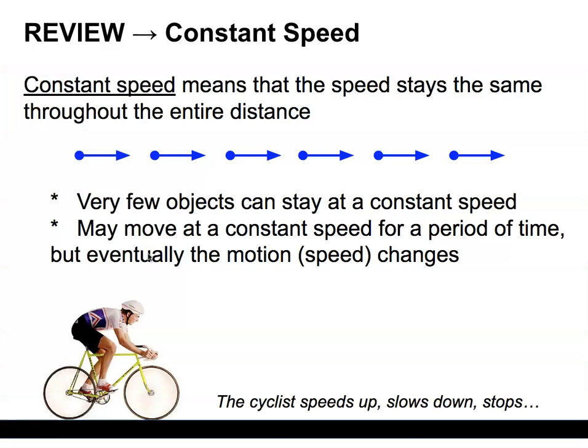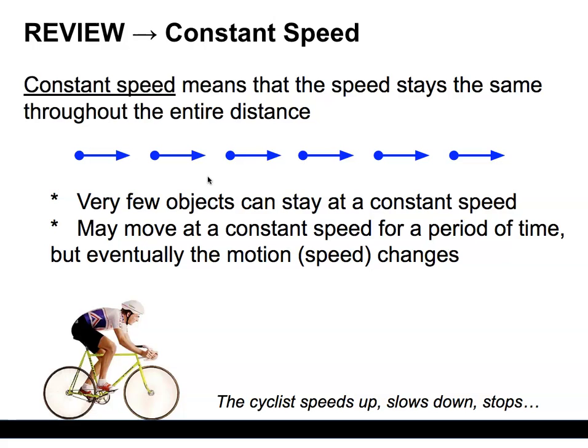We will begin with a quick review of constant speed. Recall, constant speed means that the speed stays the same throughout the entire distance that an object moves. You can also notice the motion map of an object moving at a constant speed: all of the arrows are the same length, and there are equal distances between each dot, or each time interval of the object's motion.